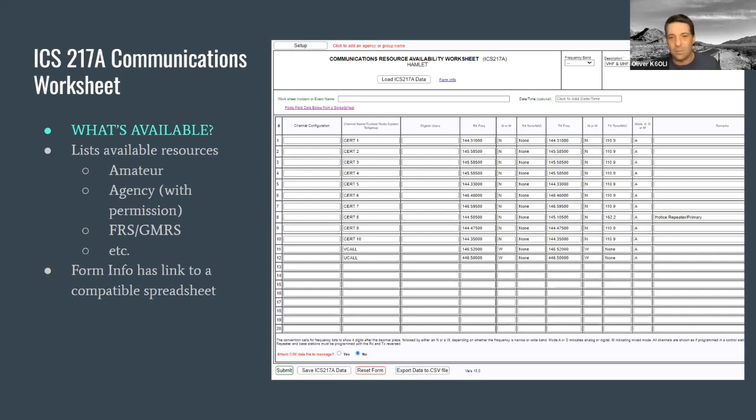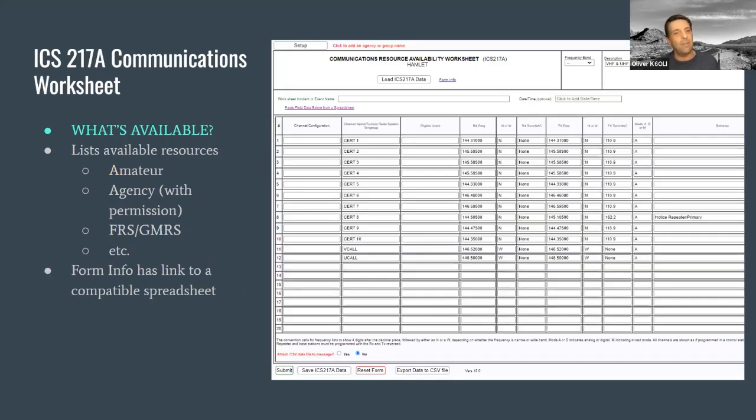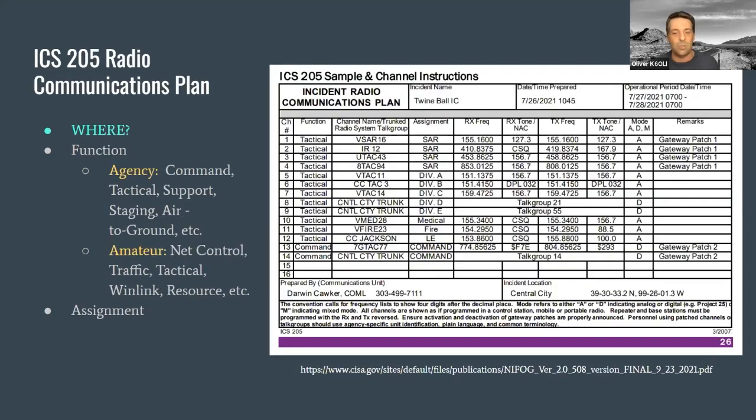Pretty straightforward, huh? All right. Let me show you an example of a professional ICS 205 radio communications plan, because what you have in the 217 then feeds into your 205 radio communications plan. And this is an example from the NIFOG. You can download that at this address down here.